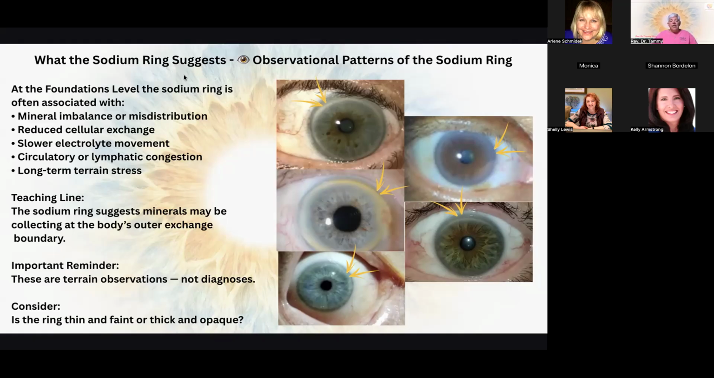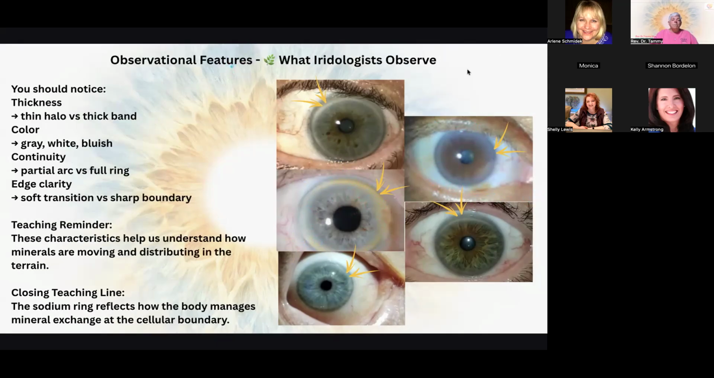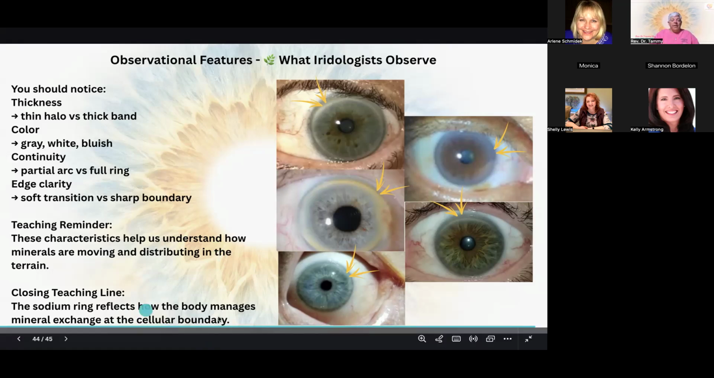So consider, is the ring thin, faint, thick, or opaque? This one is one of the thickest ones I've ever seen. So is that one. You want to notice thin halo versus thick band, color: gray, white, bluish, continuity: partial arc versus full ring, and edge clarity: soft transition versus sharp boundary. These characteristics help us understand how the minerals are moving and being distributed in the terrain. It reflects how the body manages mineral exchange and cellular boundary.